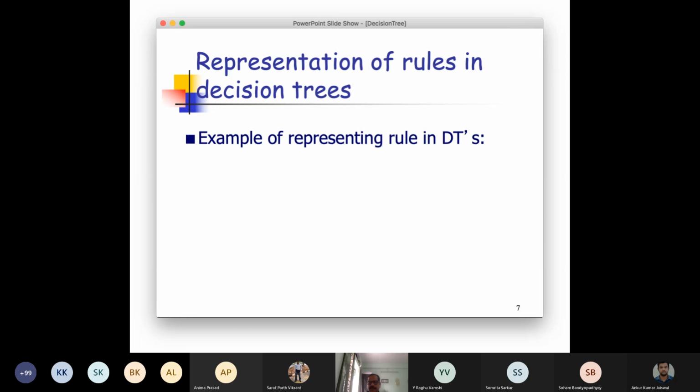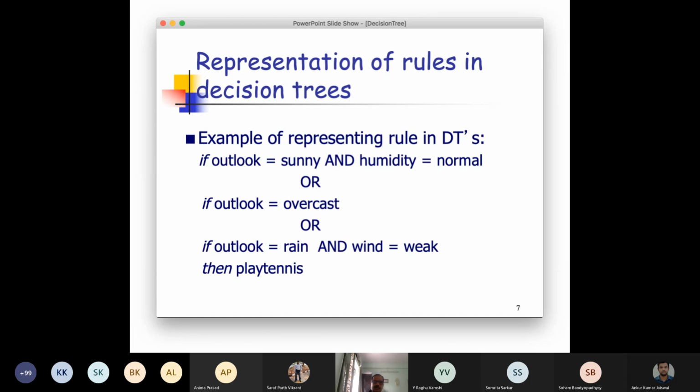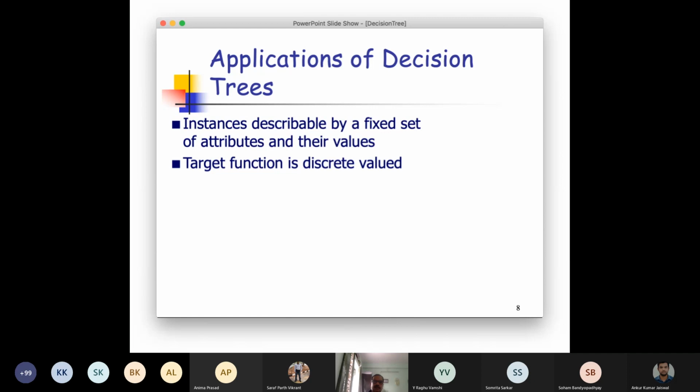The other way of understanding a decision tree is that each path of the decision tree gives you a rule. So you can consider each path, and that conjunction can be expressed as a rule, and you can make a composite rule like this. Now, some of the scope of the decision tree: why you should apply it, and when you are considering the decision tree.